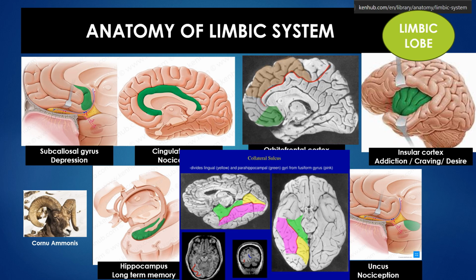As you move posteriorly, the parahippocampal gyrus becomes the lingual gyrus. So this is the lingual gyrus, this is the parahippocampal gyrus, this is the fusiform gyrus. The fusiform gyrus, the parahippocampal gyrus and the lingual gyrus are separated from each other by the collateral sulcus. So these are the seven components of the limbic lobe segment of the limbic system. Moving on.